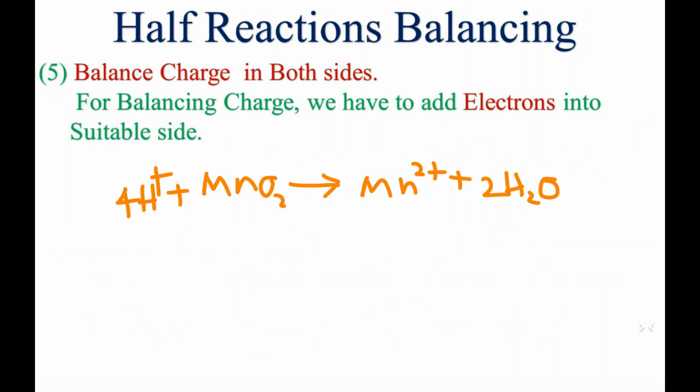Now we need to balance the charge in the left side. You can see the charge is +4. In the right side the charge is +2. So we have to add 2 electrons into the left side of the reaction. After adding 2 electrons, this half reaction is already balanced.